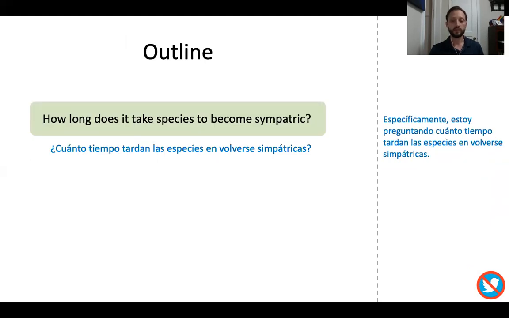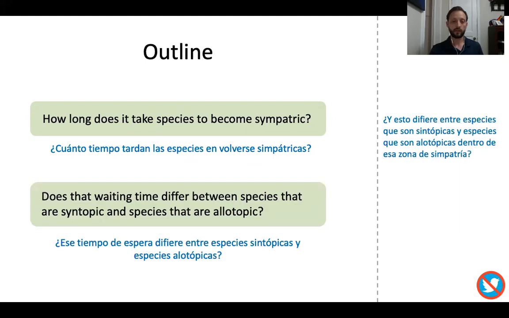So specifically, I'm asking, how long does it take for species to become sympatric? And then does this differ between species that are syntopic and species that are allotopic within that zone of sympatry?